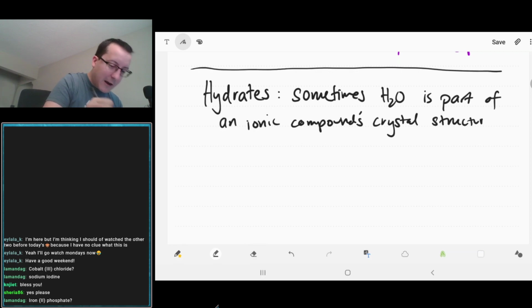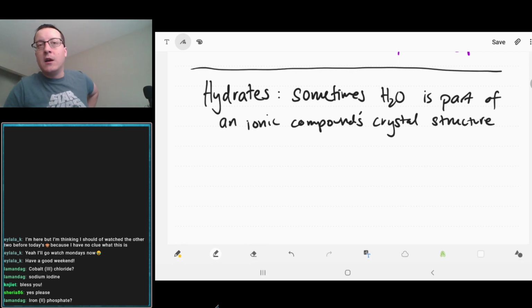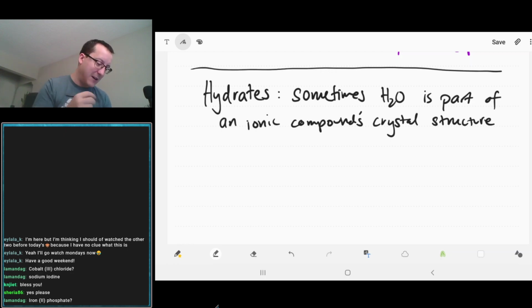Okay, so ionic compounds tend to form crystals where they alternate positive, negative, and they just make big old crystals. Sometimes water gets trapped inside of it, and it actually becomes a component of that crystal structure. And we call these hydrates. And we have an easy way to talk about them.